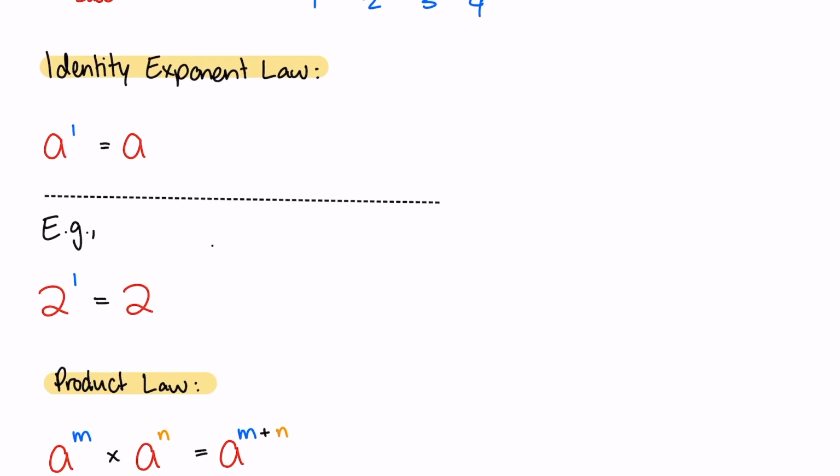The first exponent law I want to talk to you guys about is called the identity exponent law. That law basically tells us that any number to the power of 1 is equal to that base number. So in this expression, we're just using a to represent any base number. For this example, we have 2 to the power of 1, and that just equals our base number 2. And that is true for any base number, including negative base numbers.